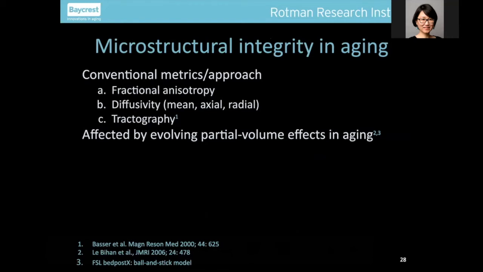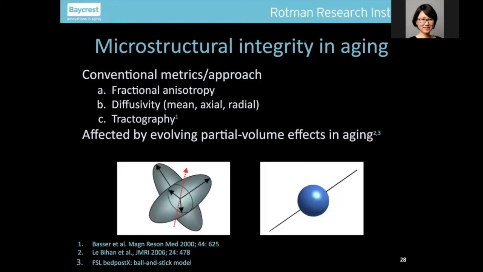Now, in terms of measuring structural connectivity, we usually fall back on FA. That's the bread and butter of a lot of tractography algorithms. But we are affected by the ever-changing tissue topography in aging, so there's partial volume contamination as well.